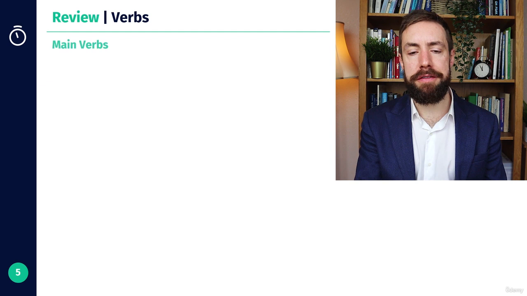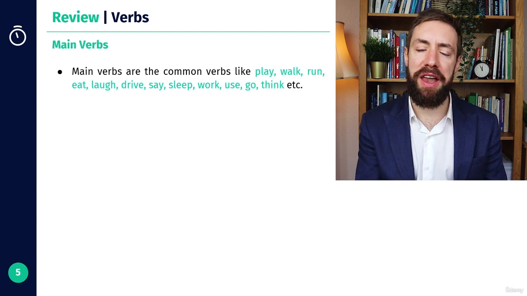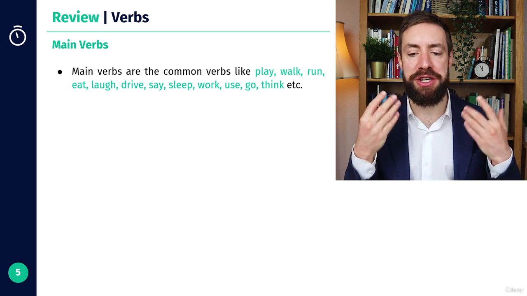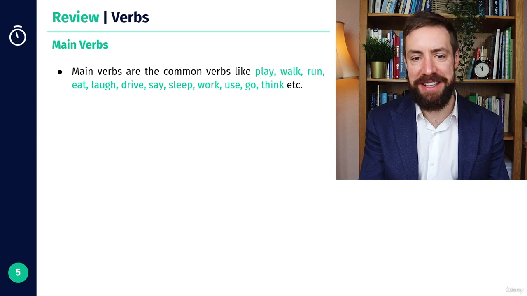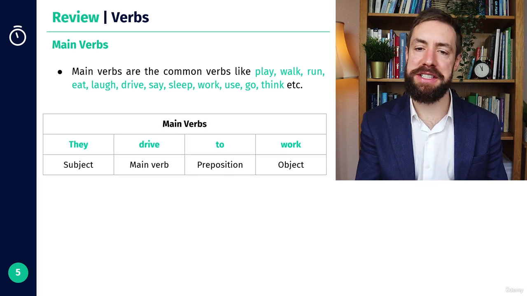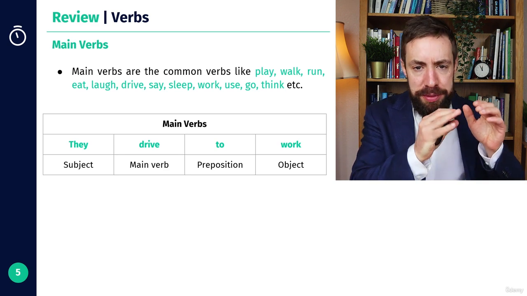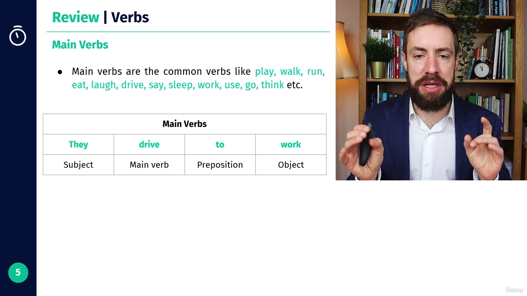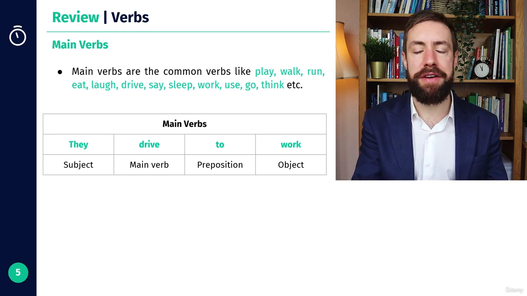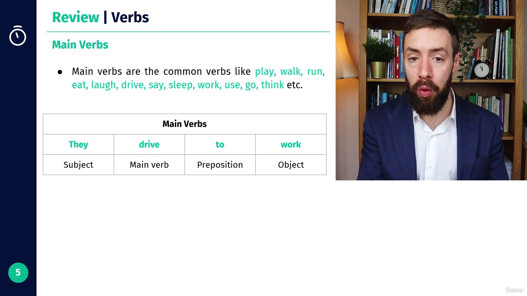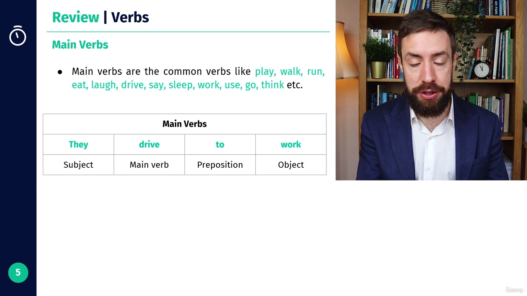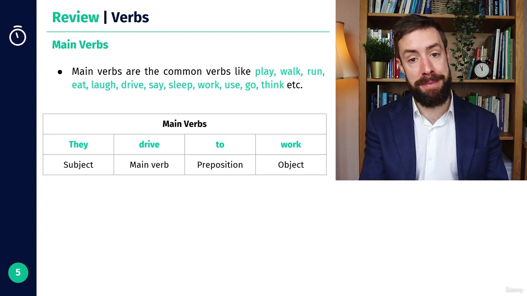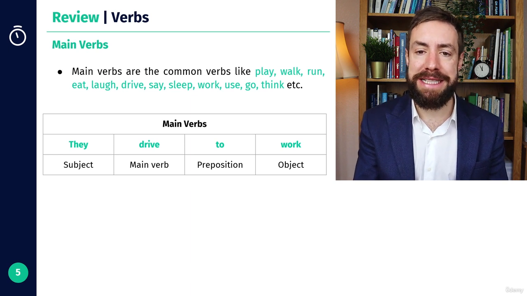So let's look at main verbs then. So main verbs are like the common verbs that we often use for actions that we can imagine, like play, walk, run, eat, laugh, drive, and so on. We can see some example sentences just to break down the logic and remember what are the different pieces of a sentence. So a very simple sentence, they drive to work. So they is the subject. It's also a pronoun. The main verb is drive. To is a preposition, remember, and the object is work.